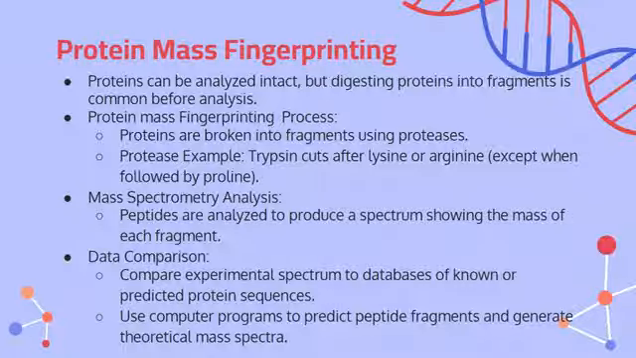So peptides can be analyzed to produce a spectrum showing the mass of each fragment. And then we can do data comparison and compare the experimental spectrum to a database of known or predicted protein sequences to determine what protein it was. We can use computer programs to detect peptide fragments and generate a theoretical mass spectrum.